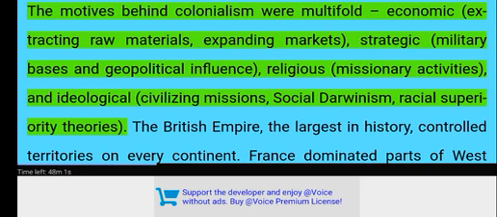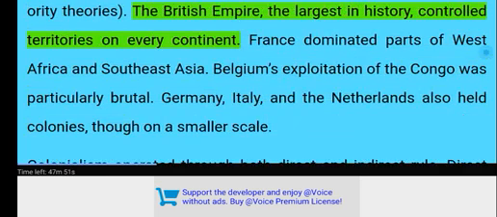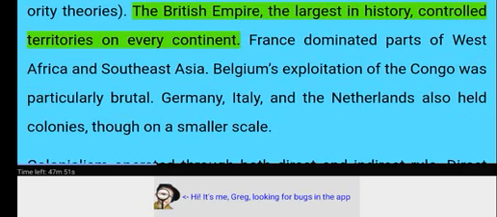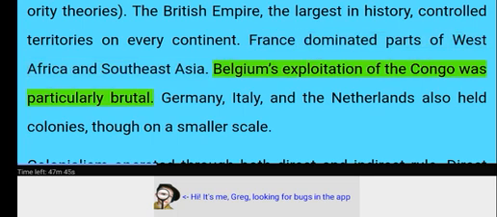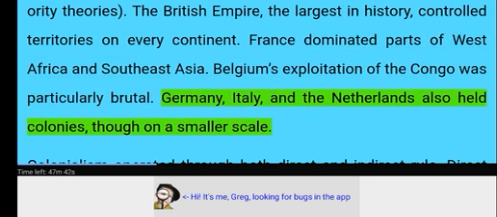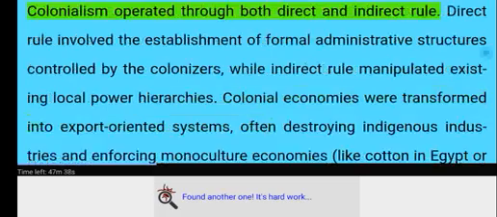The motives behind colonialism were multifold: economic, extracting raw materials and expanding markets; strategic, military bases and geopolitical influence; religious, missionary activities; and ideological, civilizing missions, social Darwinism, and racial superiority theories. The British Empire, the largest in history, controlled territories on every continent. France dominated parts of West Africa and Southeast Asia. Belgium's exploitation of the Congo was particularly brutal. Germany, Italy, and the Netherlands also held colonies, though on a smaller scale.